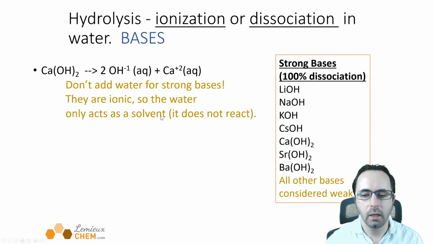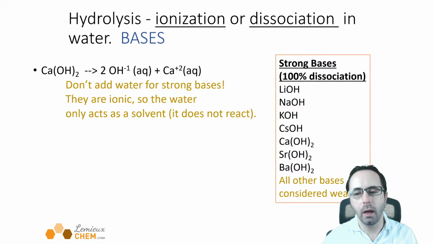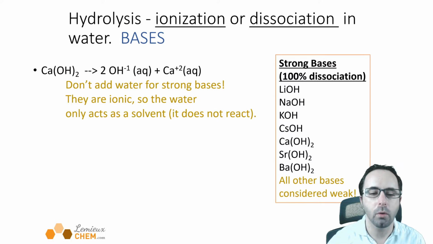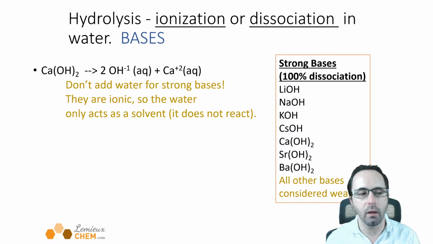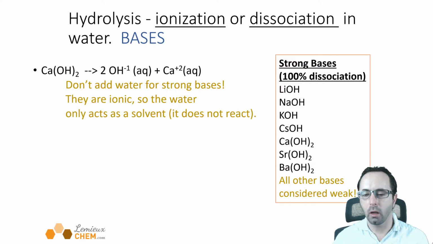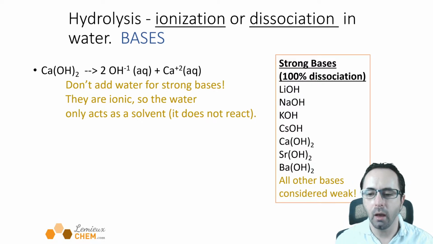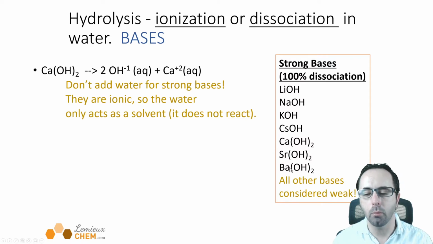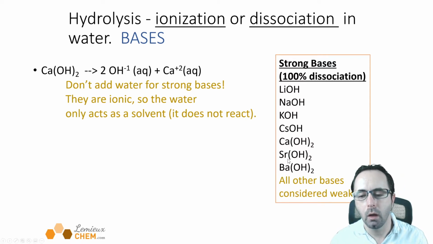Now, there are a number of strong bases. They are all metal hydroxides. Just like for strong acids, where it meant 100% dissociation of the ions, for strong bases, it also means 100% dissociation of the ions. And we have these 7 strong bases: lithium hydroxide, sodium hydroxide, potassium hydroxide, cesium hydroxide. These all contain group 1 metal ions. Lithium, sodium, potassium, and cesium are all in group 1. Also, calcium, strontium, and barium hydroxide are strong bases. These include calcium, strontium, and barium, which are in group 2 of the periodic table.